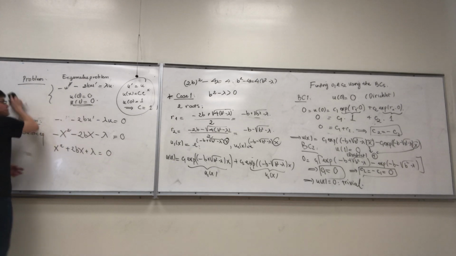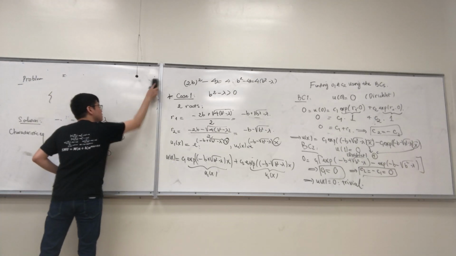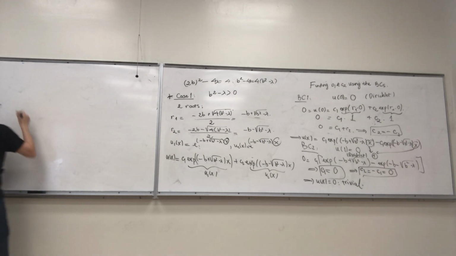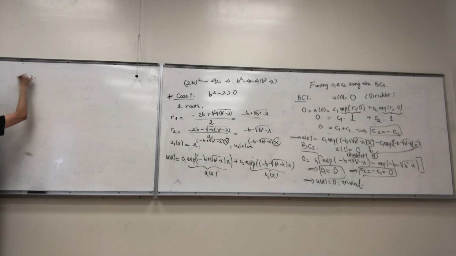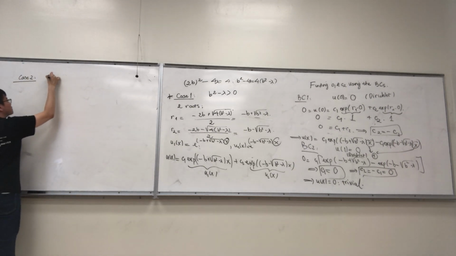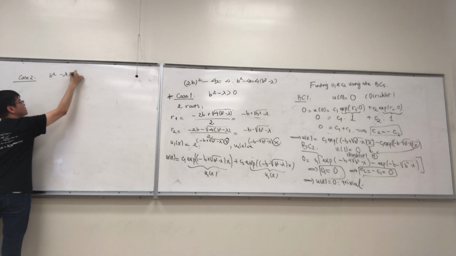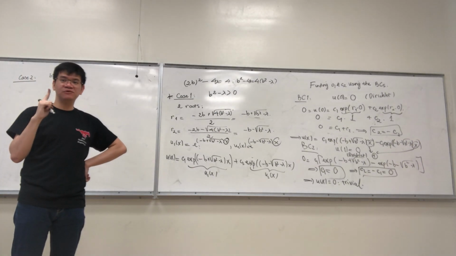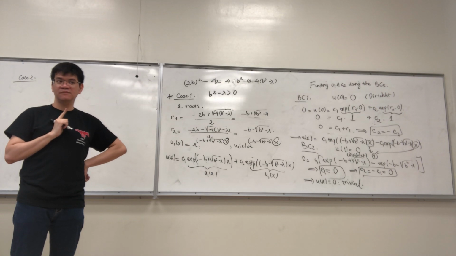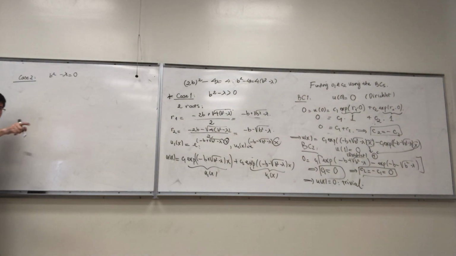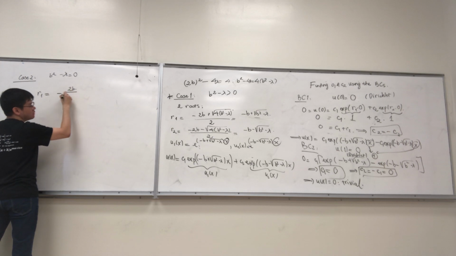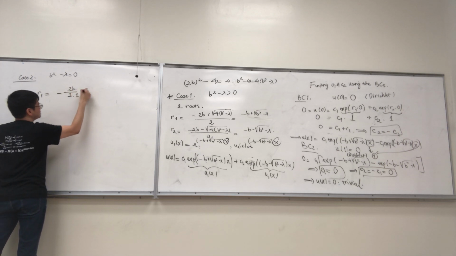So case number 2. You have b squared minus lambda is 0. In this case, how many roots do you have? One repeated, one double root, yes. So r1 will be minus 2b over 2 times 1. So this is minus b.